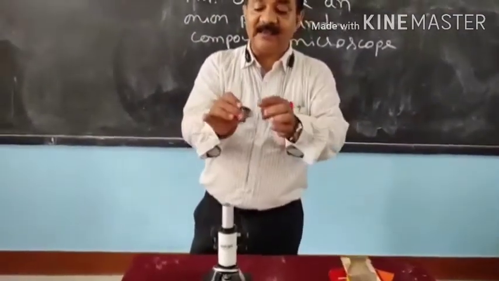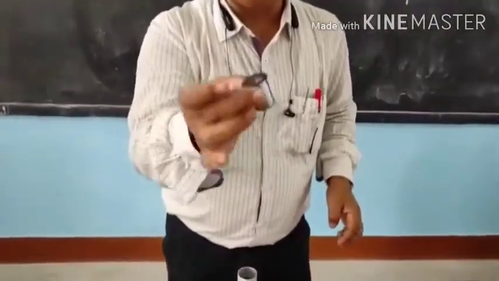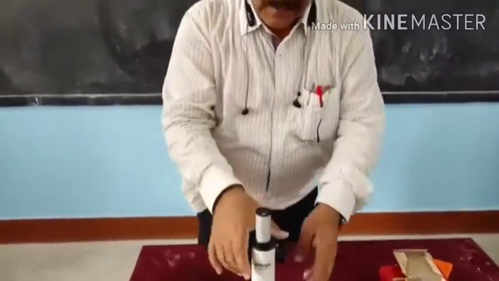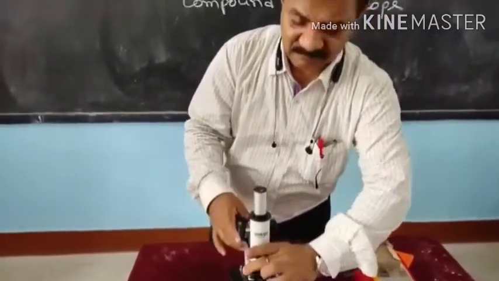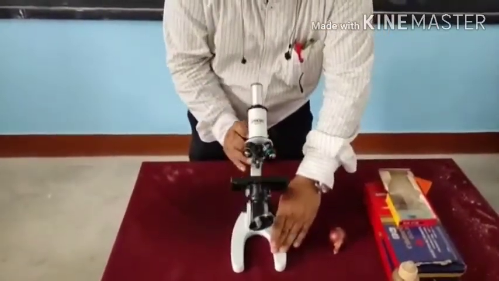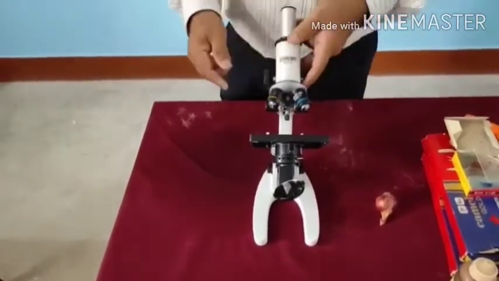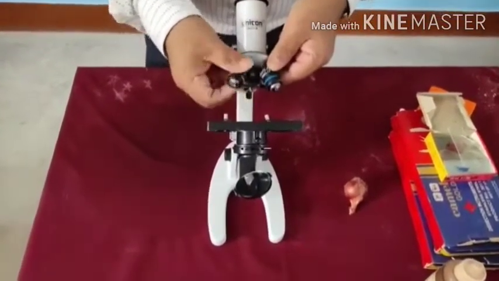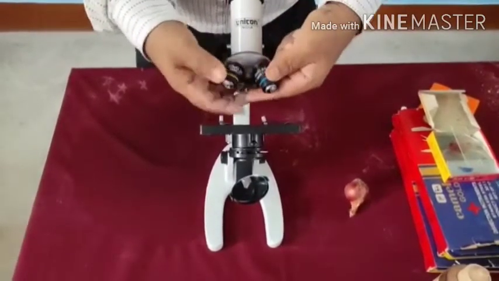This one, you can see two lenses are there, and these two lenses are known as the eyepiece because we use our eyes to observe here. Let me show this one. This one is the nose piece. See here, I can rotate it, and you can see three holes are there, and two lenses I have fixed. We can open the nose piece and take out the lens also.